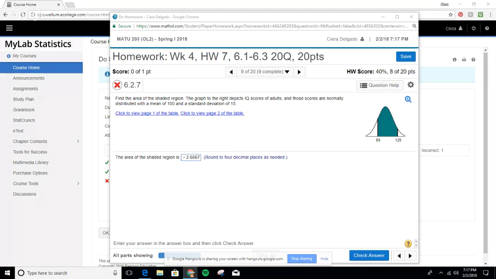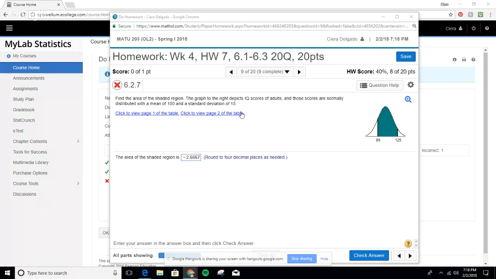Okay, this is great. So let's see here. This is the homework that you're looking at right now, right? This is the homework we're going to be working on together. Find the area of the shaded region. The graph to the right depicts IQ scores of adults, and those scores are normally distributed with a mean of 100 and a standard deviation of 15, so 85 or 115. Click to view page 1 of the table. Click to view page 2 of the table.